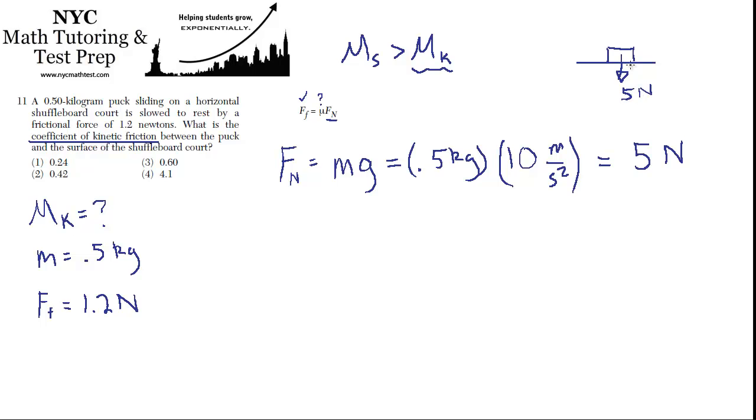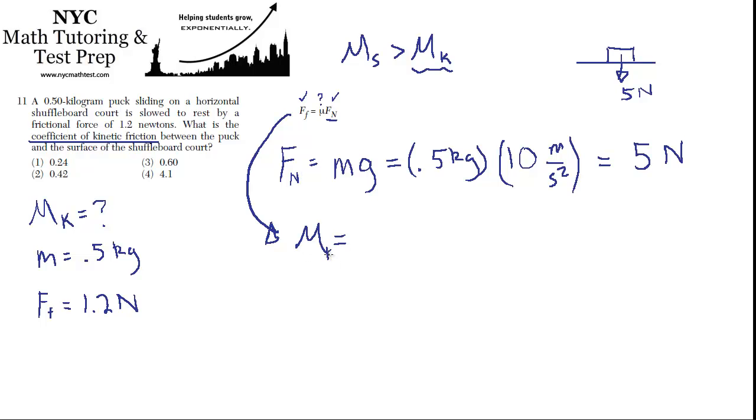So regardless of whether the puck is moving or not, it's always exerting a downward force of 5 newtons. And of course there's an equal and opposite force back up on the puck from the surface of 5 newtons, which is why it doesn't move up or down. It's only moving side to side. Okay, so now that we have this normal force, we can plug it into our formula. We know the force of friction, and we know the normal force, and the only thing we don't know is mu. So let's algebraically rearrange this by dividing by the normal force on both sides to get mu by itself.